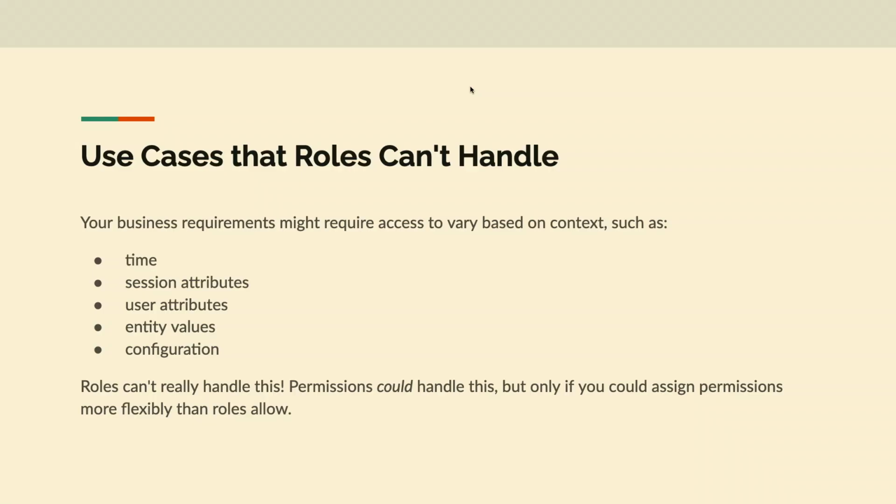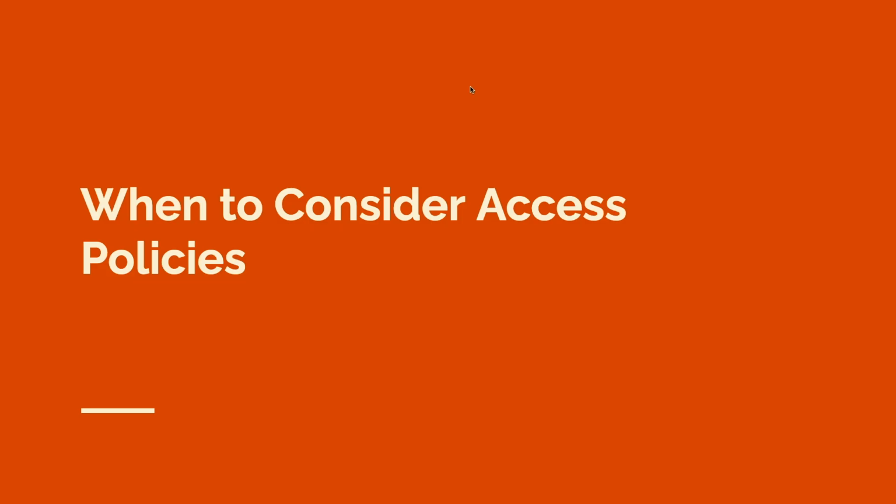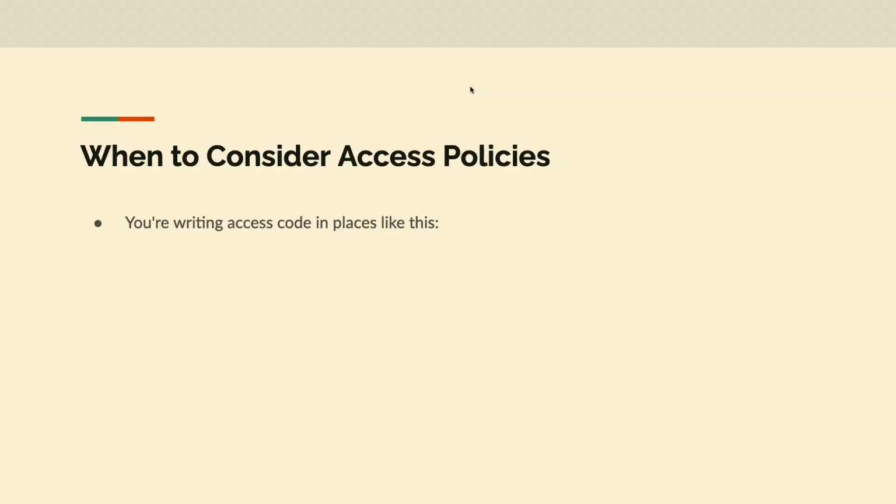If you're logged in from the wrong IP range, I can take away a permission. Those are things you can't do with roles, but that you can do with the Access Policy API. So that's the problem we're trying to solve, and we want to talk about how to solve it. So when do you want to consider access policies?